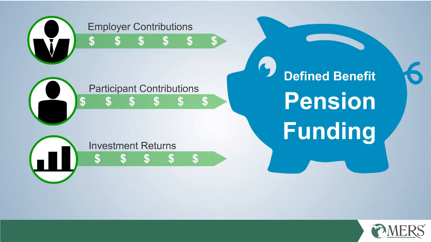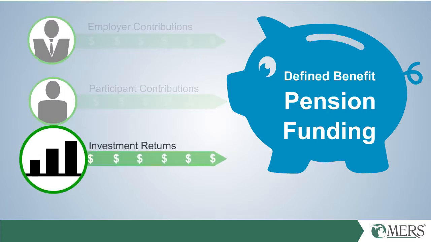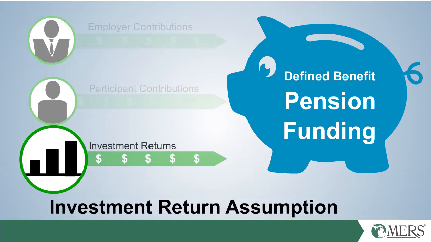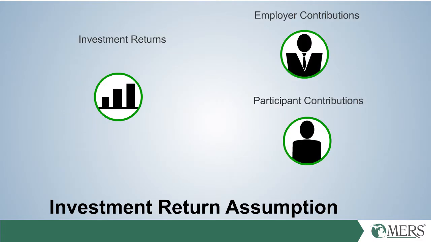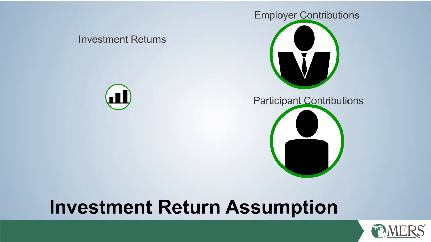To determine how much is required from contributions to save for the promised retirement benefits, we need to determine what investment earnings are expected to add to the fund over a long period of time. We call this estimate the investment return assumption. The larger the share of benefits being provided from investment returns, the smaller the required contributions, and vice versa.